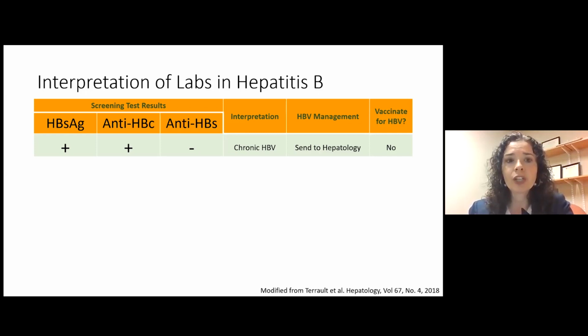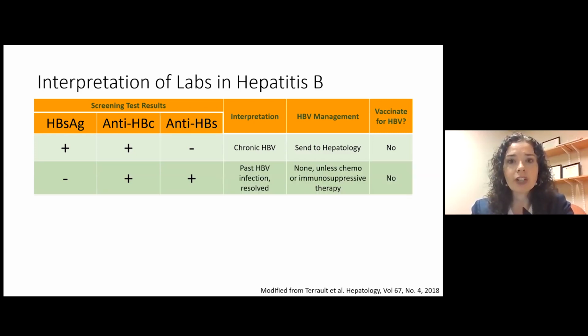Again, their surface antigen is positive and their core antibody is positive, meaning they've been exposed to the virus. This is someone who you would send to hepatology for further management, and they obviously would not need vaccination because they're actively infected. If they're surface antigen negative, but core antibody positive, and also have a surface antibody that's positive, they have been exposed and they've resolved infection.